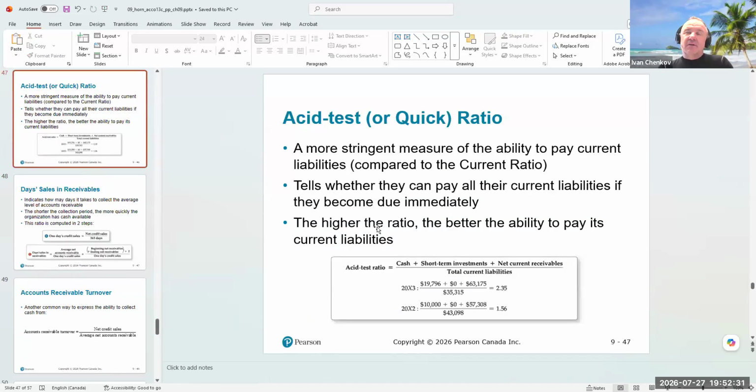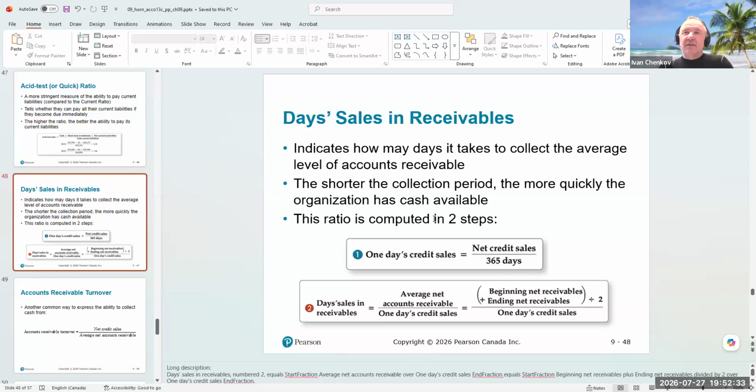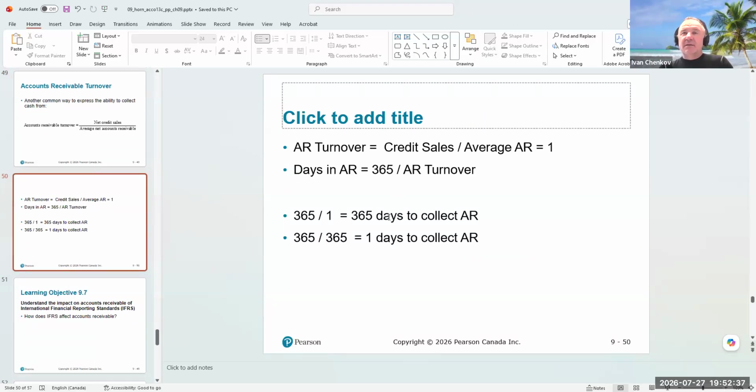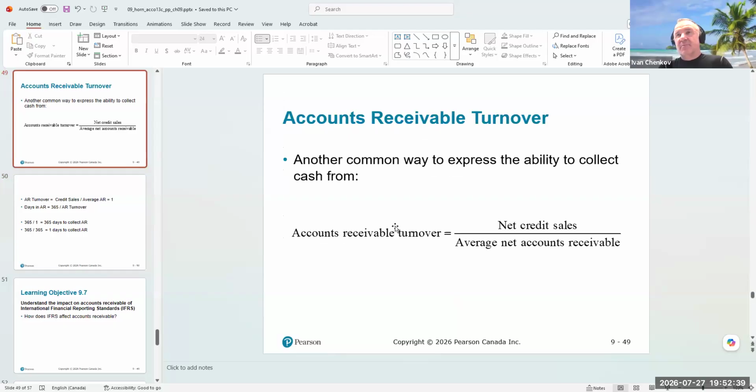Yes, the current ratio, quick ratio, receivables turnover and days in accounts receivable are also important. But that's it for this chapter. As I told you, it's a very light chapter, a very enjoyable short chapter.